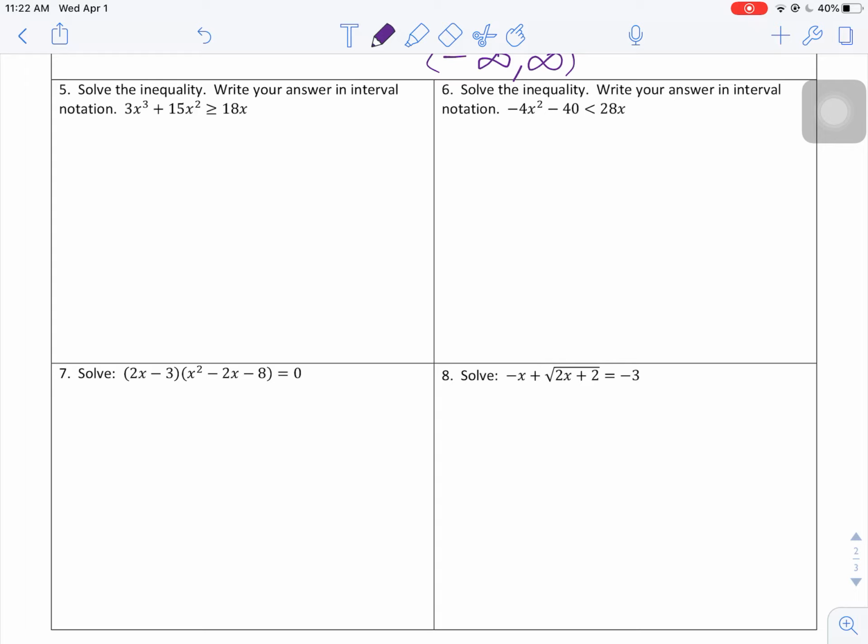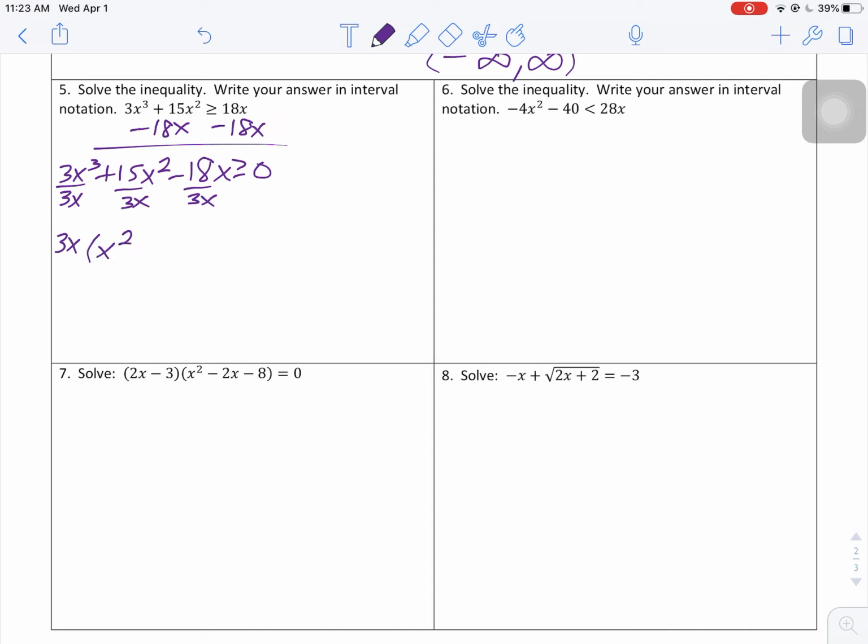On 5, if we want to solve this inequality, we need everything on one side and then 0 on the other side. So I'm going to subtract 18x from both sides to start. Now that everything's on one side, we can factor, set each factor equal to 0, and then solve for x. So it looks like I have a greatest common factor of 3x. So I need to divide all the terms by the GCF of 3x, like so.